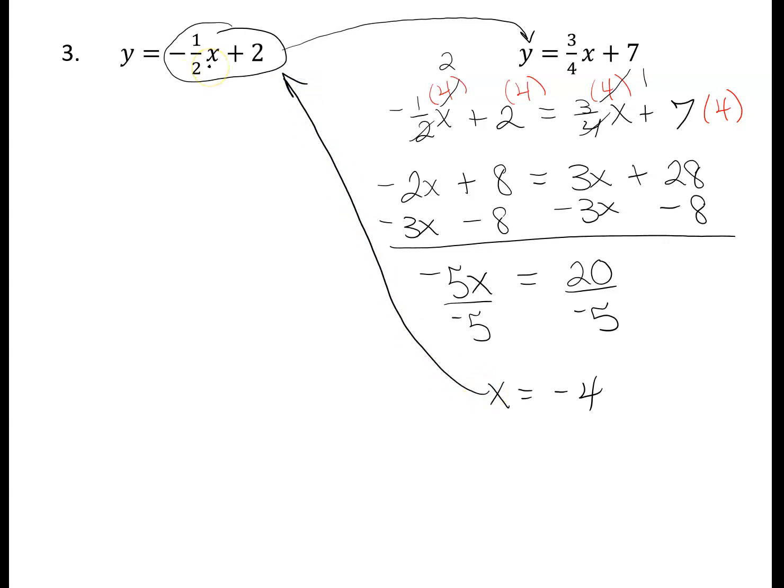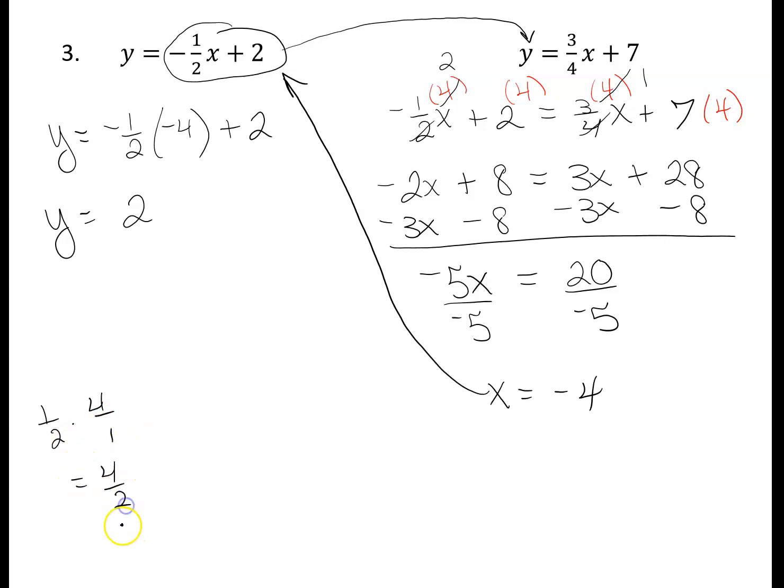into our first equation. Since it already has y isolated, well, they both do, but we'll just go over here since we've got some room. So we've got negative 1/2, and then we're going to plug in negative 4 for x. So we've got negative times negative is going to make it positive. Half of 4 is 2. Or if you needed to, you could work out 1/2 times 4 over 1 equals 4 over 2 equals 2, if you needed to do it that way. And then we drop down our plus 2.